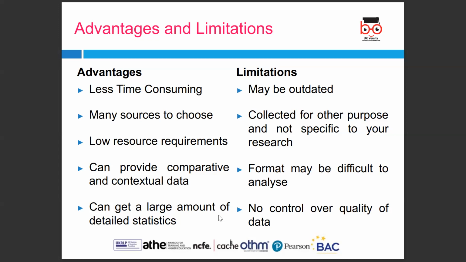Now, some of the disadvantages, the limitations: it may be outdated. It may be collected for other purposes and not specific to your research. The format may be difficult to analyze, and there's no control over the quality of data. The data collected through secondary sources may not be as authentic as when collected directly from the source. This is a very common disadvantage with online sources due to the lack of regulatory bodies to monitor the kind of content that is being shared.